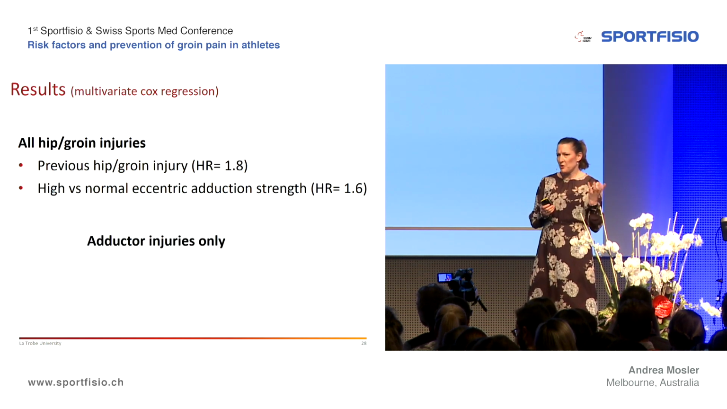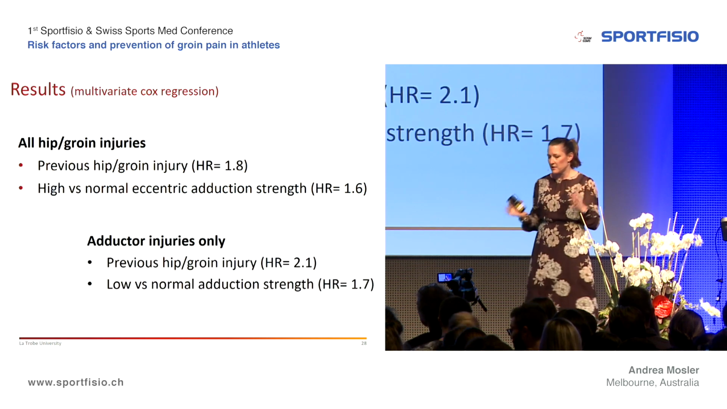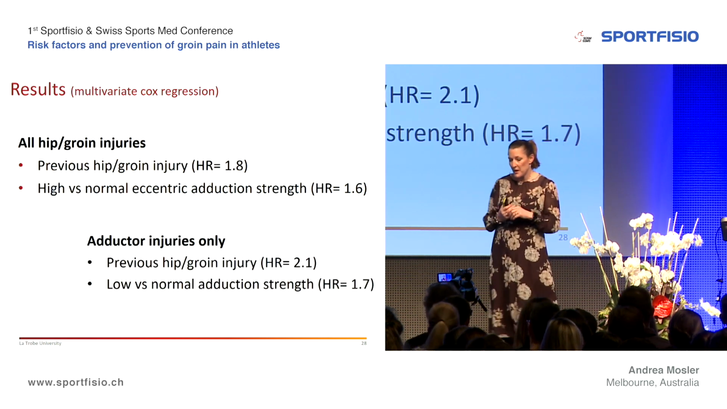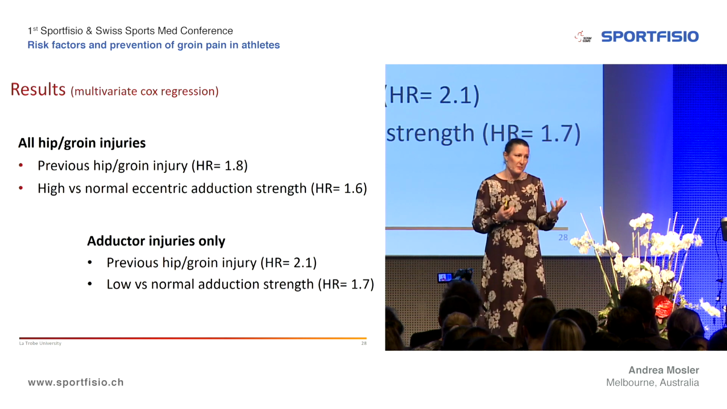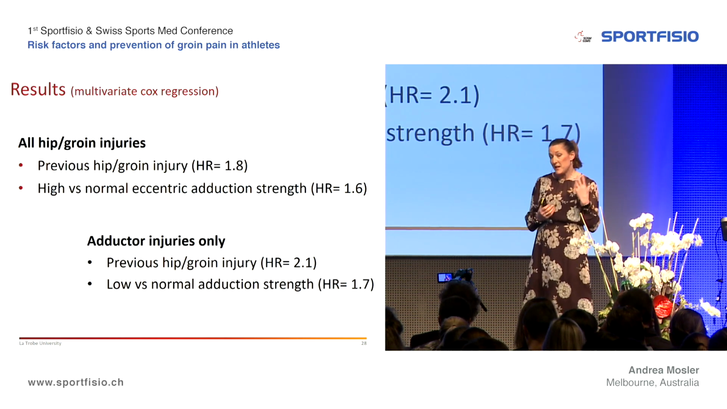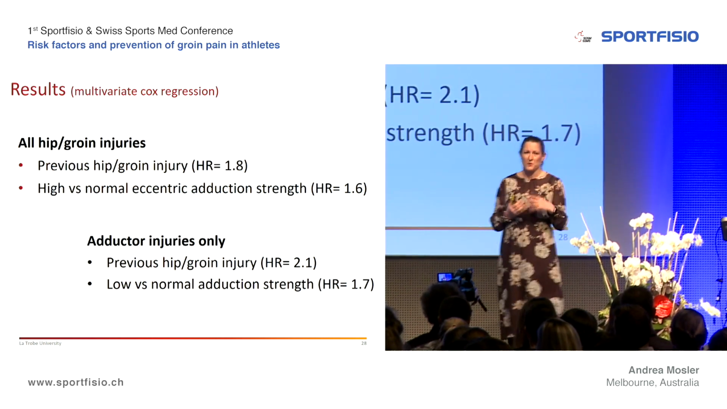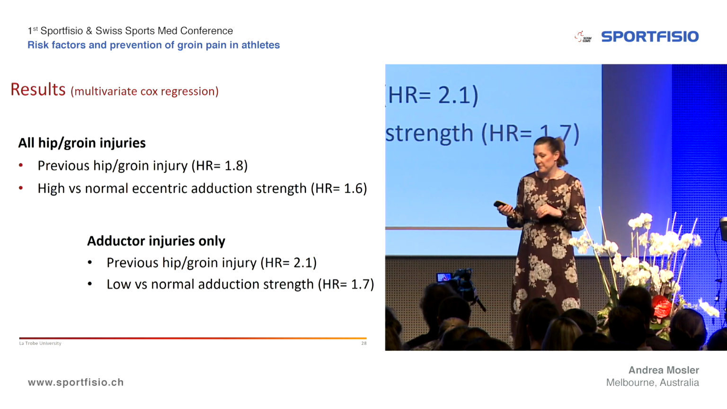And because we had so many categorised as adductor-related groin pain, we then did a secondary analysis looking at that as a dependent variable, and we found again that previous hip and groin injury was a risk factor for future injury of adductor. But here we had lower than normal eccentric adduction strength was a risk factor, which is what we were kind of expecting.